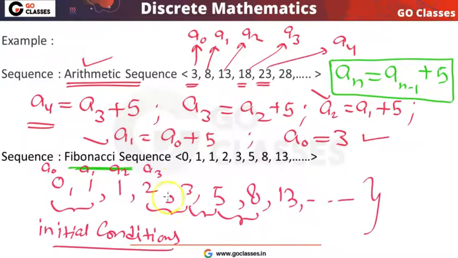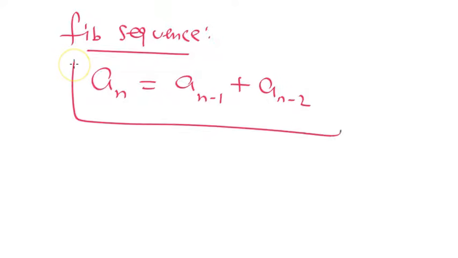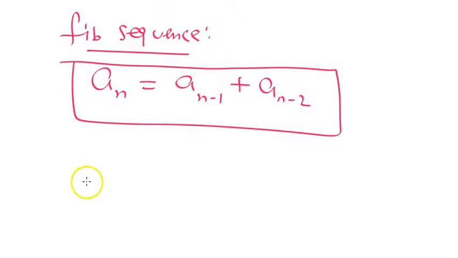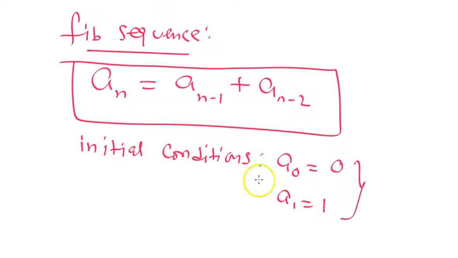So in the Fibonacci sequence we can notice that any term an is the summation of an minus 1 plus an minus 2. Any term is the summation of the previous two terms, and we have initial conditions also. So what are the initial conditions? A0 is 0 and A1 is 1.